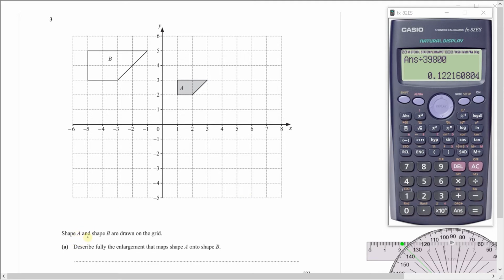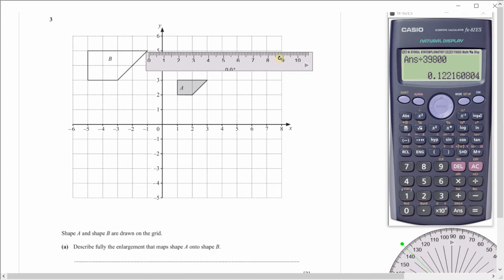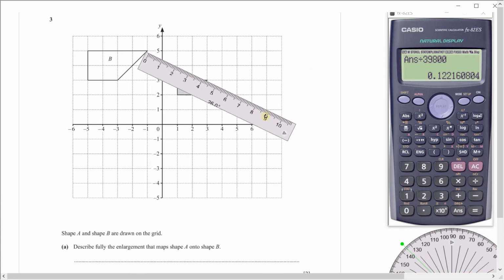Question number 3 is: shape A and shape B are drawn on the grid. Describe fully the enlargement that maps shape A onto shape B. So shape A is mapped onto shape B through an enlargement. To find the center of enlargement, I will connect the corresponding vertices. So this vertex is mapped onto this one here. So I will use a ruler here and then connect them with a straight line. So let's do that.